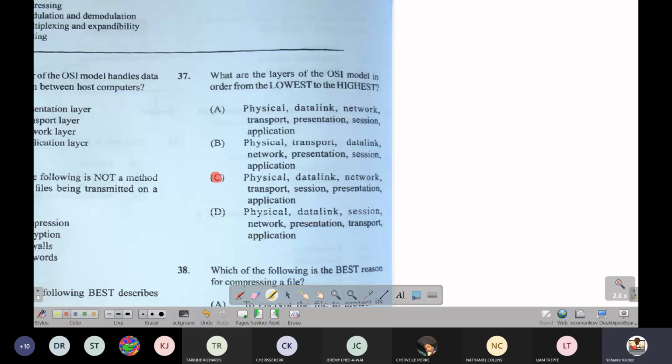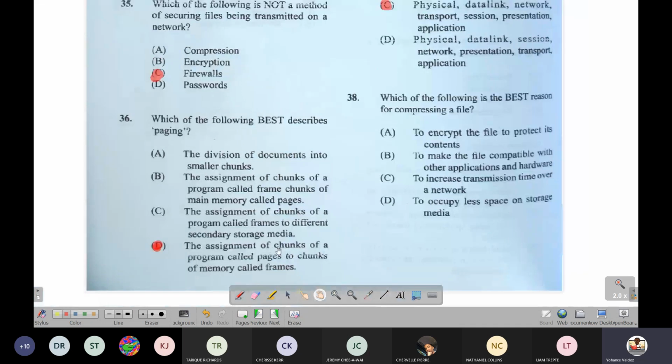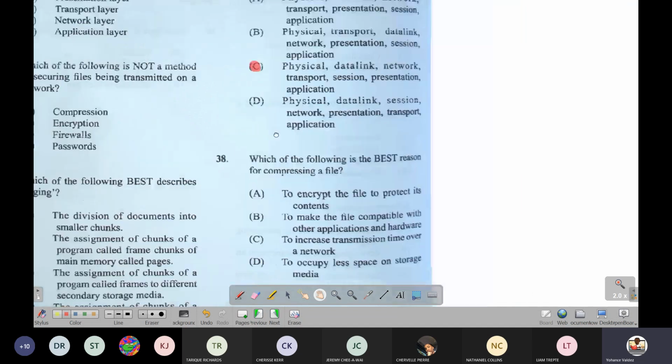Thank you. Was that correct? Yes, sir. All right. Okay, yes. So the physical memory is broken up into frames, and the chunks of the program are pages. So the answer is D, right? The chunks of the program are pages, and the chunks of the memory are called frames.